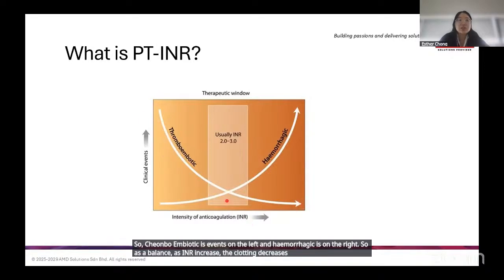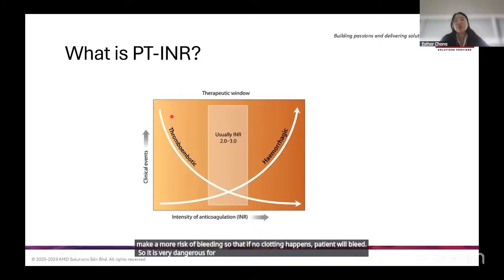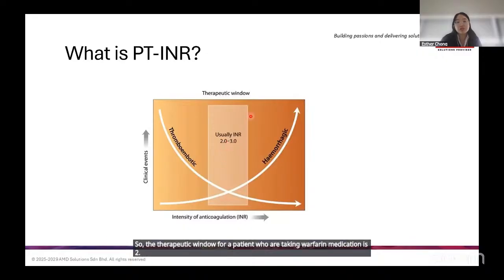But this will make a more risk of bleeding, so that if no clotting happens, patient will bleed. So it is very dangerous for patient, especially for patient who takes warfarin medication. So the therapeutic window for patient who are taking warfarin medication is 2.0 to 3.0, which is their therapeutic window, and patient would need to have this range in order for them to not bleed excessively or the blood to clot faster.